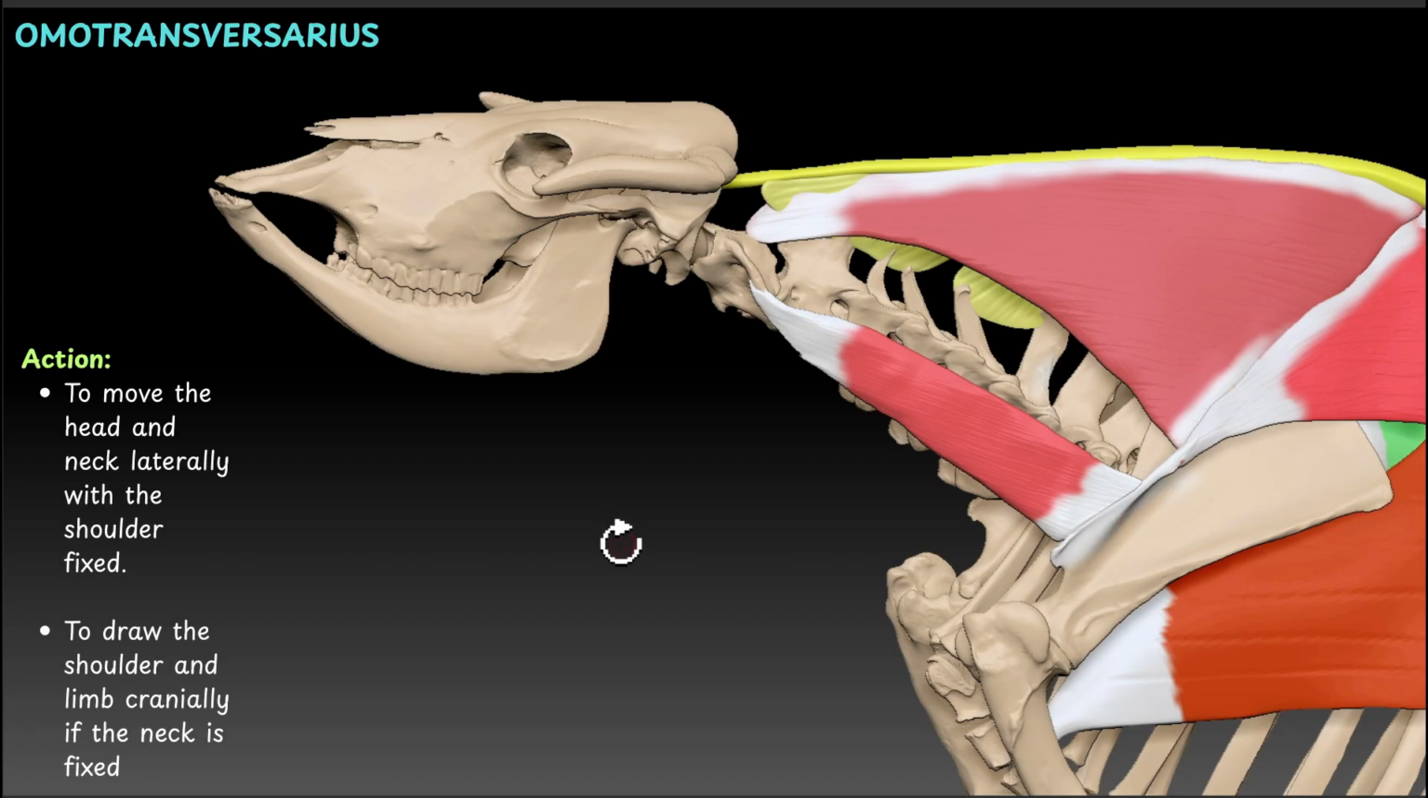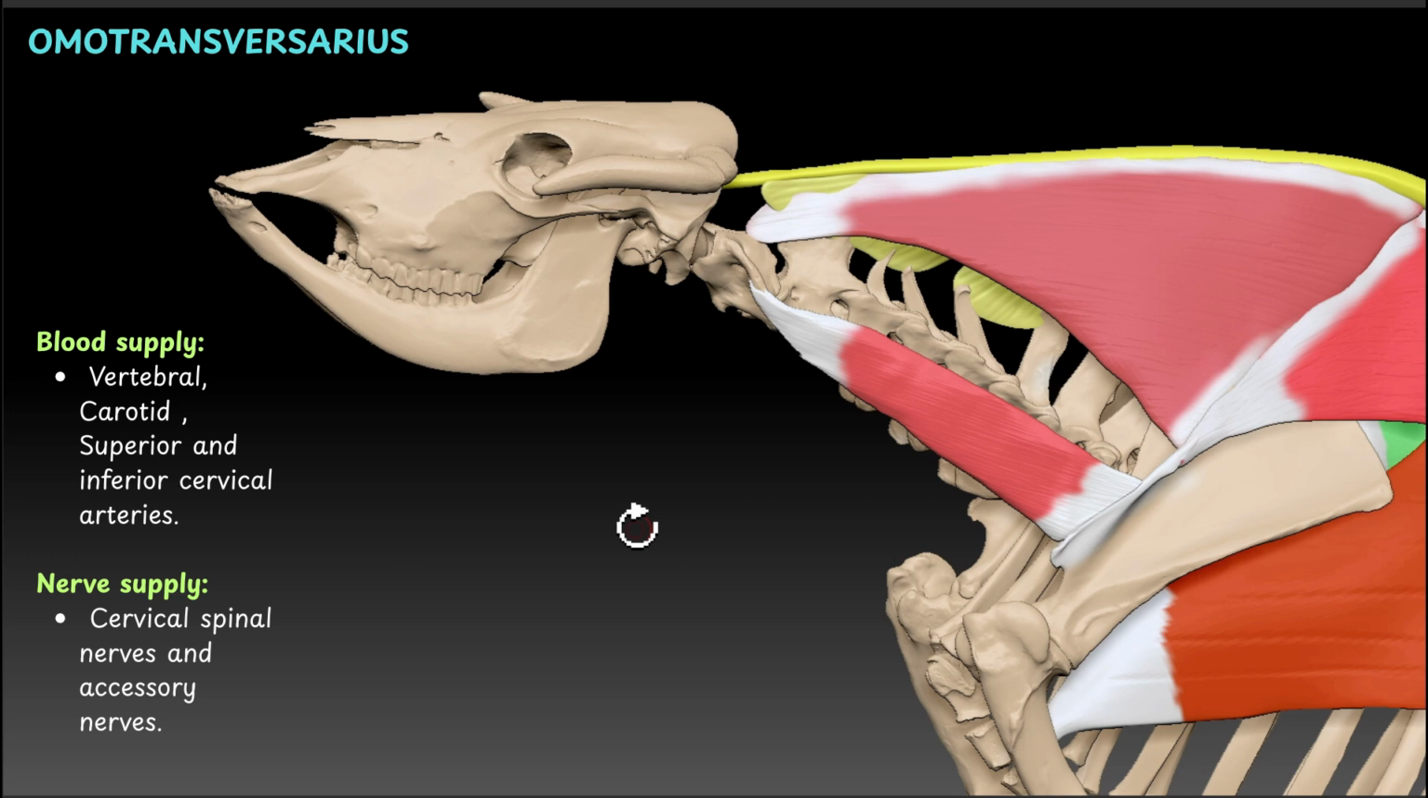Action: to move the head and neck laterally with the shoulder fixed, and draw the shoulder and limb cranially if the neck is fixed. Blood supply: vertebral, carotid, superior and inferior cervical arteries. Nerve supply: cervical spinal nerves and accessory nerves.